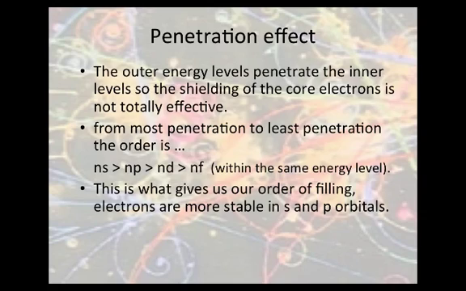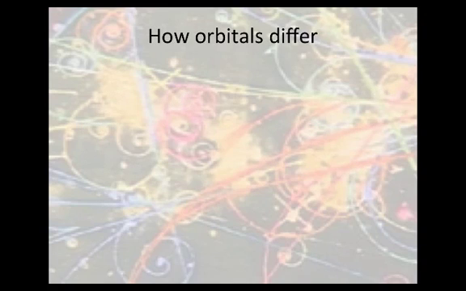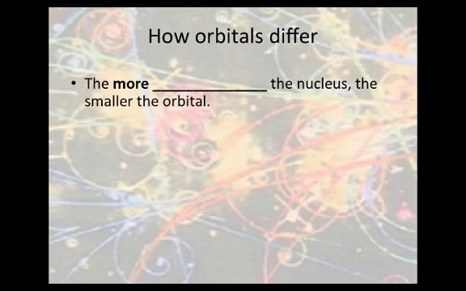So we fill in the 4s before the 3d because in the 4s, the penetration is higher than it would be for a 3d orbital. So this is the phenomenon that gives us the order of filling the electrons, where they're more stable in s and p orbitals.